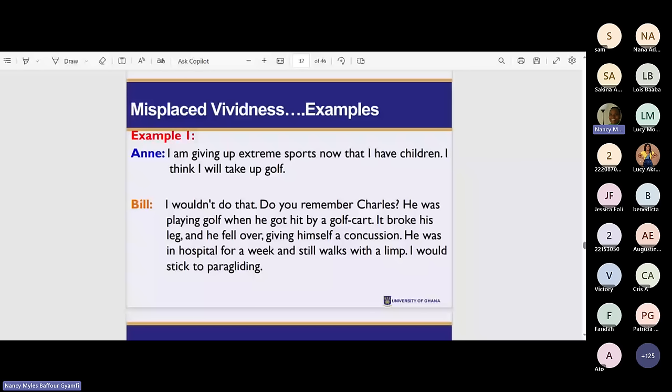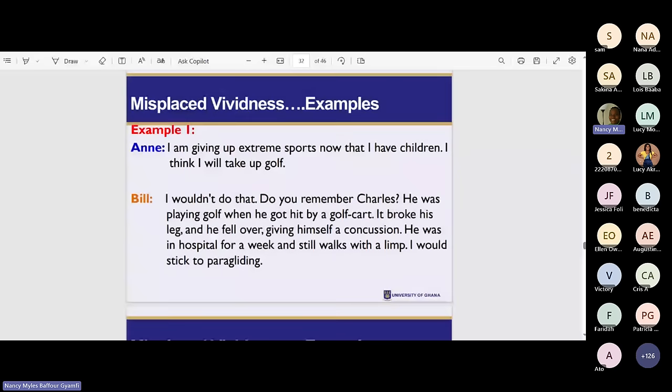And then look at Bill's conclusion. I would rather stick to paragliding because golf, dear daddy, that is a problem. It's insufficient evidence. Mixed up with what? Extreme emotional impact, positive or negative, that makes the person overly generalized. And that's why we say the emphasis is misplaced. You are emphasizing something to draw the conclusion, but that emphasis is a misplaced one, insufficient and misplaced. That's the fallacy we call misplaced.